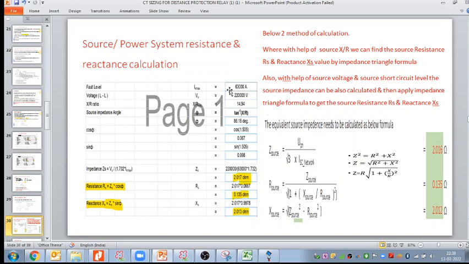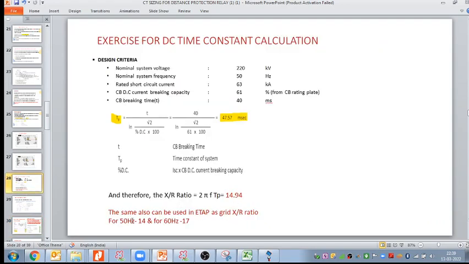This one: the fault level at the point of substation is 63 kiloampere, the voltage is 220 kilovolt, so I convert kV into volts. X by R is 14.94. I think you are aware of X by R now; this is coming from here.